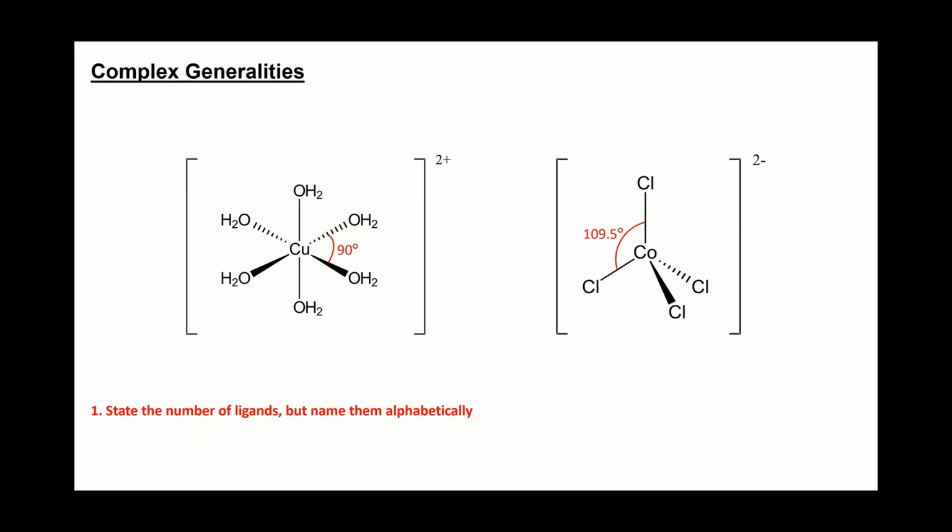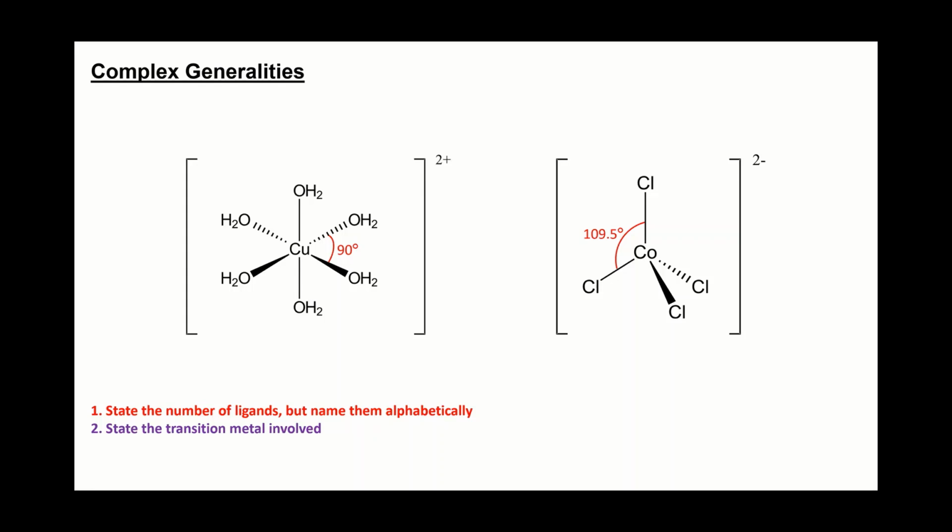In terms of the numbering, in our hexaaquacopper(II) here, I said hexaaqua because there are 6 water molecules, or 6 water ligands. On the right, we would call it tetrachloro because there are 4 chlorine atoms. So with 5 ligands it would be penta, 3 it would be tri, 2 it would be di, 1 it would be mono. Our next rule is that we state the transition metal involved.